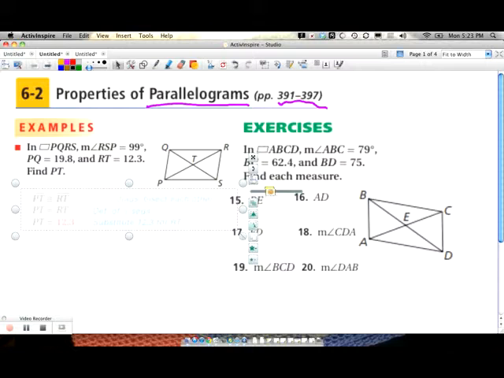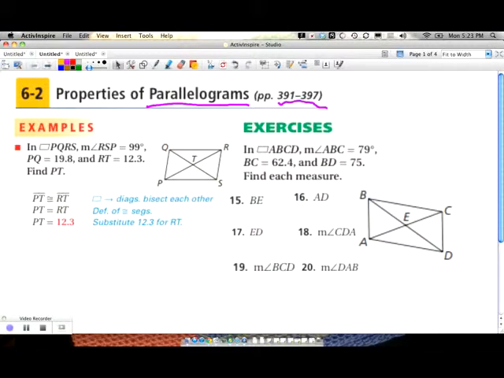Well, the general idea is that as we look at some of this, we know that some things are equal. So for example, with a parallelogram, diagonals bisect each other. What does that mean? That means that this piece equals this piece, and this piece equals this piece. That's exactly what it means. So PT and RT are congruent. Therefore, if RT equals 12.3, to find PT, we just say it's the same as RT. So PT is 12.3.